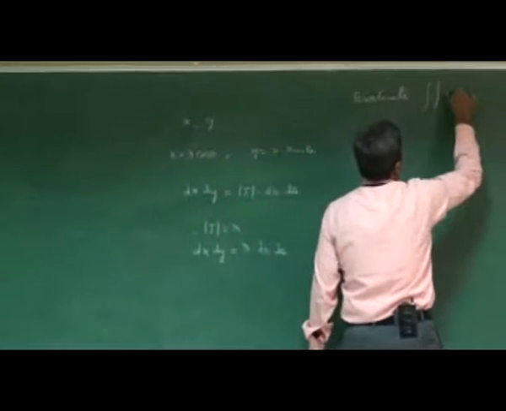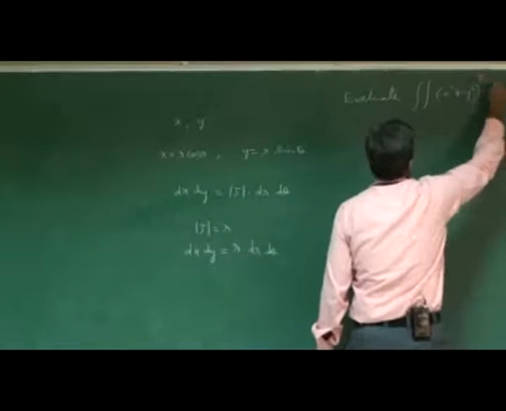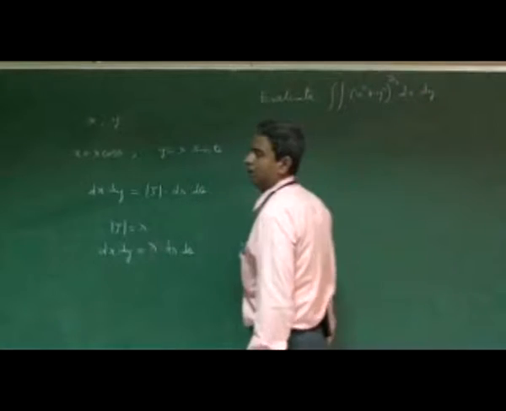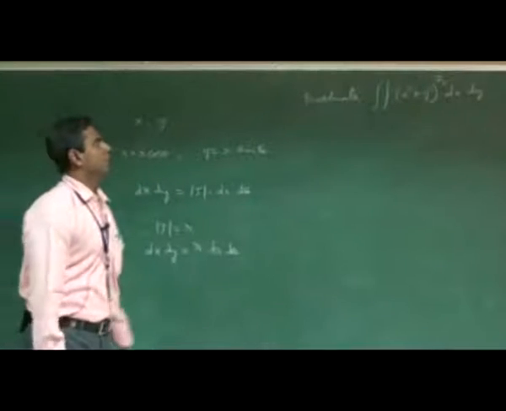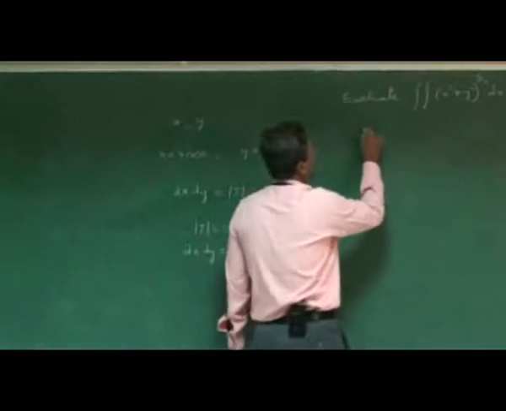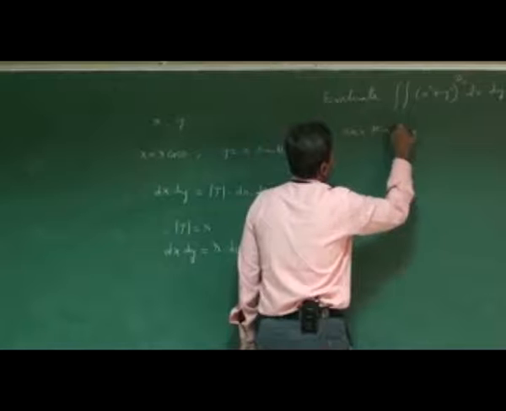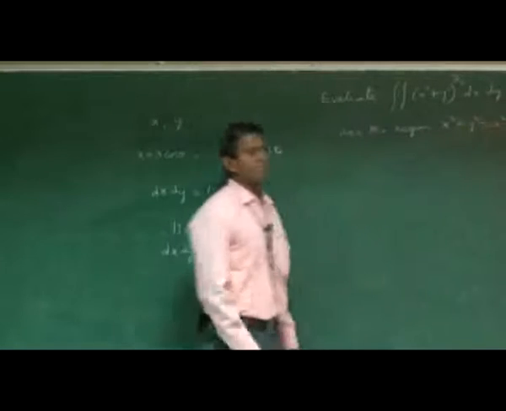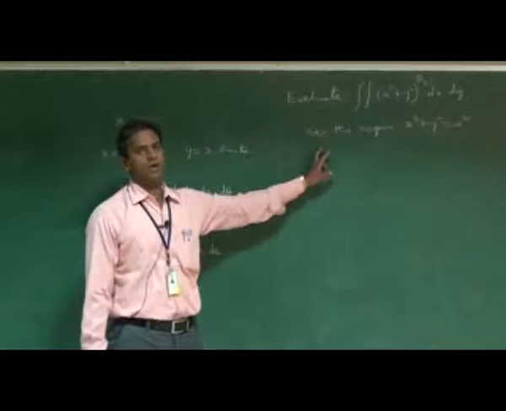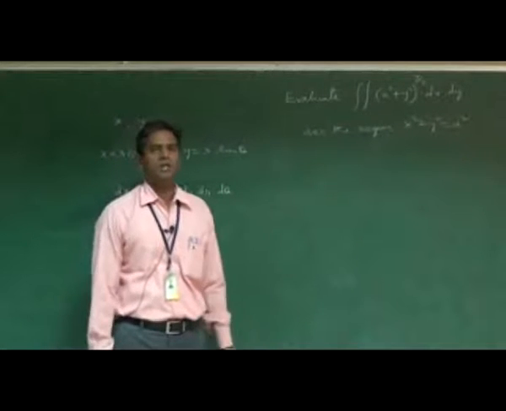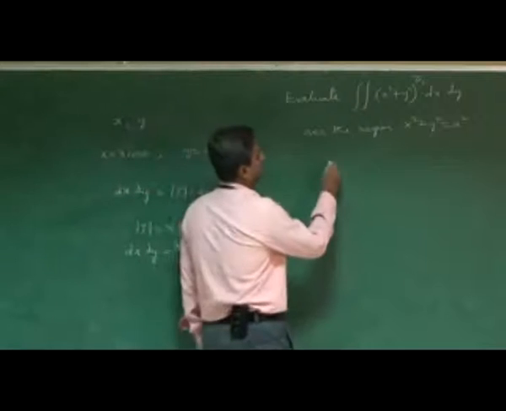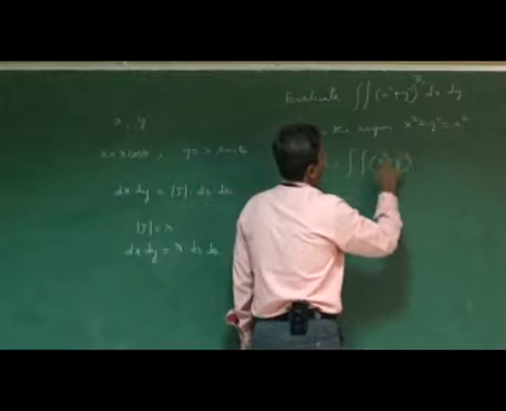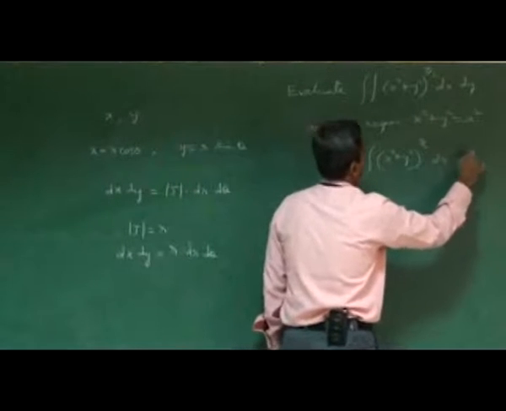the double integral of x squared plus y squared whole to the power of 7 by 2 into dx into dy by using the polar coordinates. So how to get the region over the region x squared plus y squared equal to a squared. So in this case the Cartesian coordinates x and y go to change in the polar coordinates. So how to change the given case? That is I equal to, we can write, the double integral of x squared plus y squared whole to the power of 7 by 2 into dx into dy.